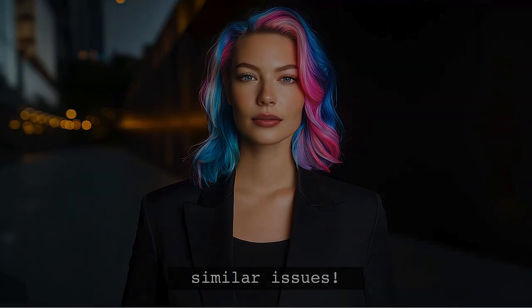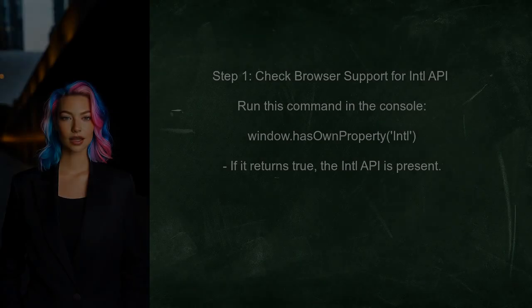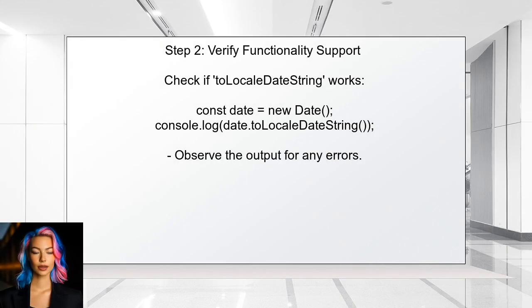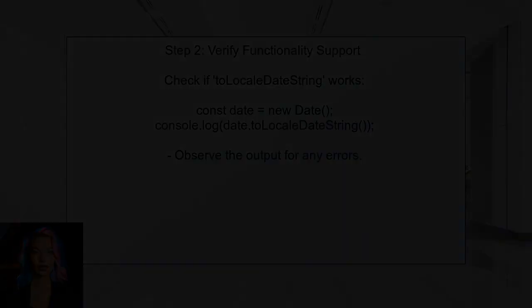To address the Intl Not Available error in Edge 15, the user should first check if the browser supports the internationalization API. This can be done by running a simple test in the console. Next, the user should verify if the specific functionality they are trying to use is supported in Edge 15. The method toLocaleDateString may have limitations in this version.